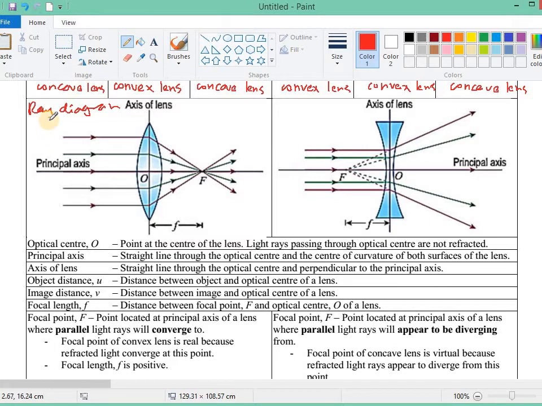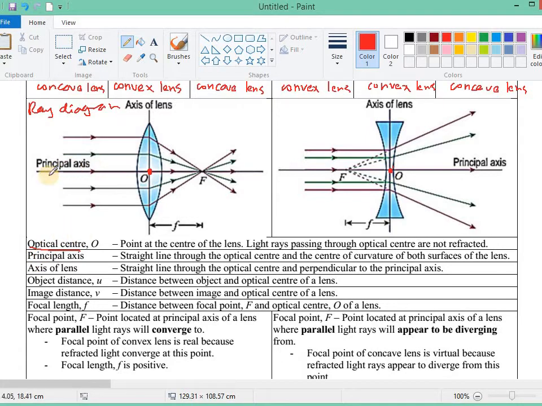Okay, so in the ray diagram for lens, there are a few names that we need to know. First is the center of the lens. This center of the lens, labeled as O, is what we call the optical center. So the optical center is the point at the center of the lens. Light rays passing through the optical center are not refracted. We take it that if the light ray passes through the center, it will not be refracted.